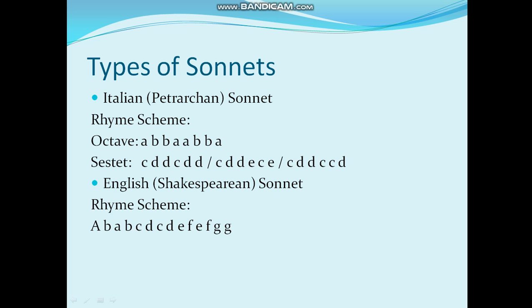the Shakespearean sonnet. So it has been divided into three quatrains. This A B A B is one quatrain. C D C D, the second quatrain. E F E F, this is the third quatrain, and this is the rhyming couplet.